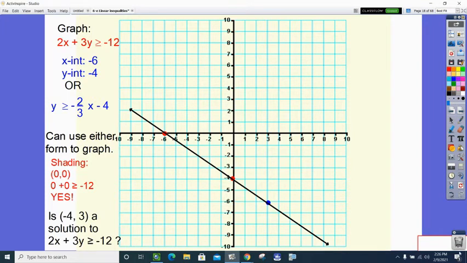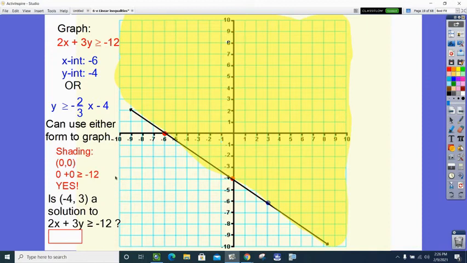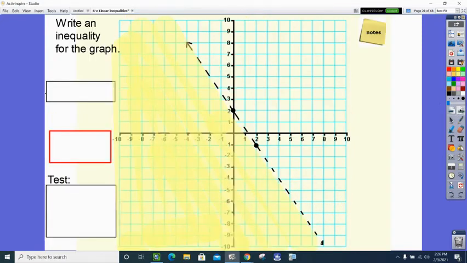So 0, is it greater than -12? It is, yes. So I'm going to shade where 0, 0 is. And now I'm going to answer the question, is (-4, 3) a solution? And you can see pretty easily there that it is. So that's how we solve a linear inequality.